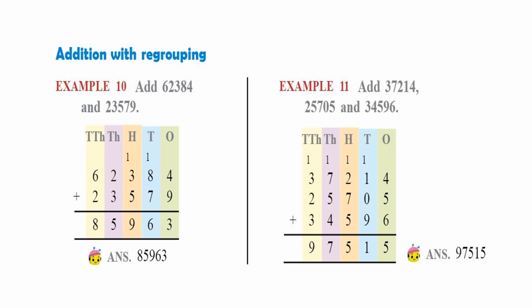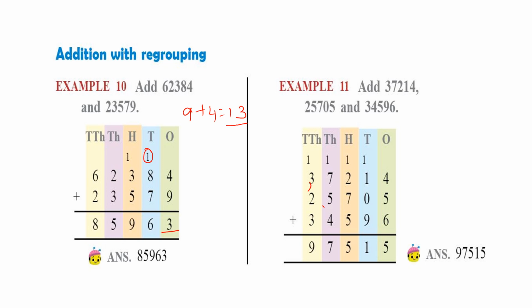That is 62,384. From that you have to write ones in ones place, tens in tens place, hundreds, thousands and 10,000 in its proper digits place. Similarly for 23,579 also. Right? First we have to start adding 9 plus 4, that is ones place. 9 plus 4 is 13. Right? Write 3 in ones place and take 1 as carryover to tens place.